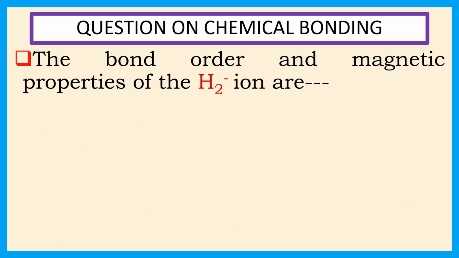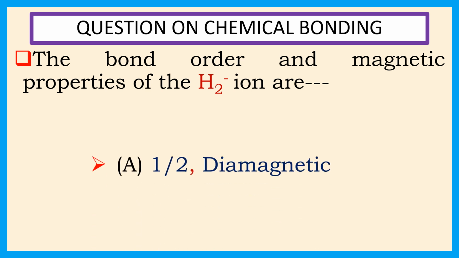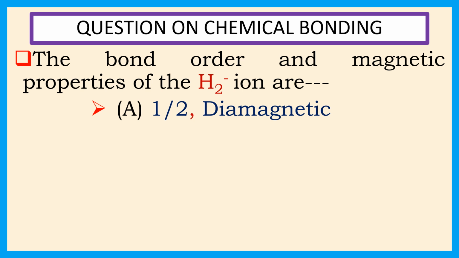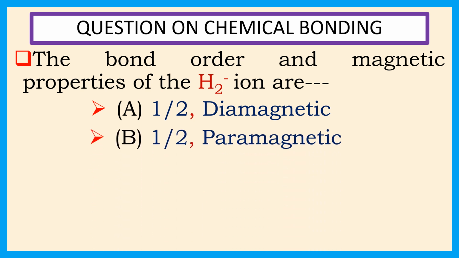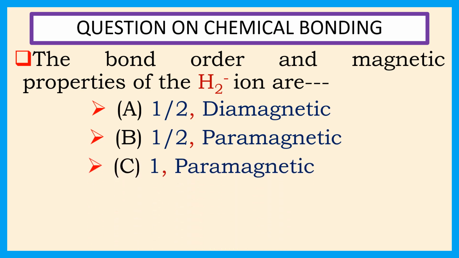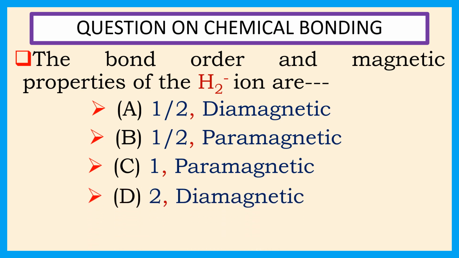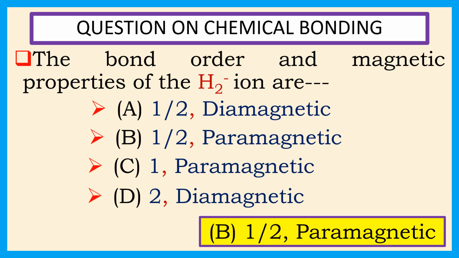Question on chemical bonding. The bond order and magnetic properties of the H2 minus ion are. Choices are A. 1/2 diamagnetic, B. 1/2 paramagnetic, C. 1 paramagnetic, D. 2 diamagnetic. Answer is B. 1/2 paramagnetic. Explanation we will see in the next slide.